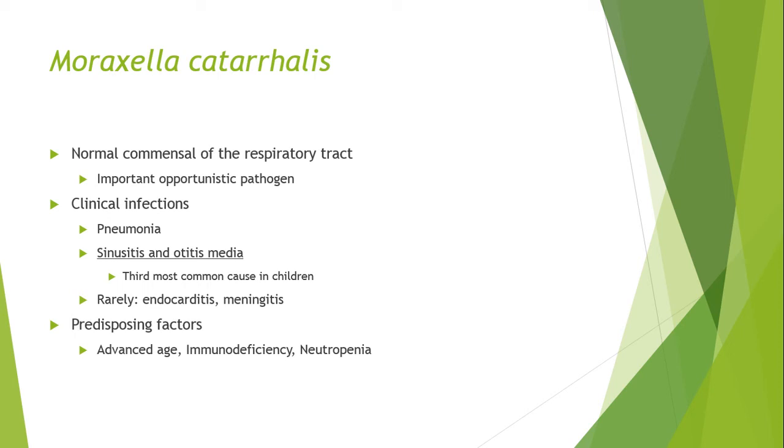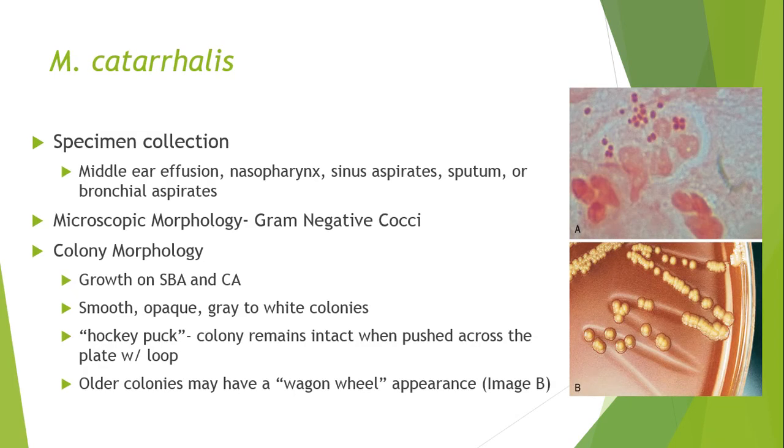And there are some predisposing factors. Anytime you have an opportunistic pathogen: very old, very young, immunocompromised, people with low seg count, neutrophil count. All right, your specimen collection for otitis media, you're gonna go to the source of the infection. So your nasopharyngeal, your sinus aspirates. If it's an ear infection, you'll get an ear effusion or swab or aspirate. Sputum, if it's a pneumonia.